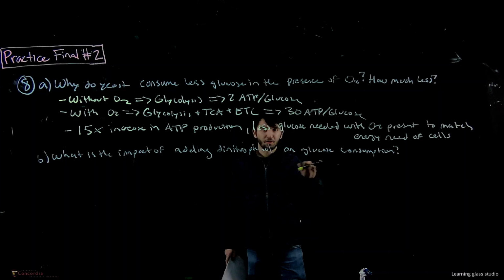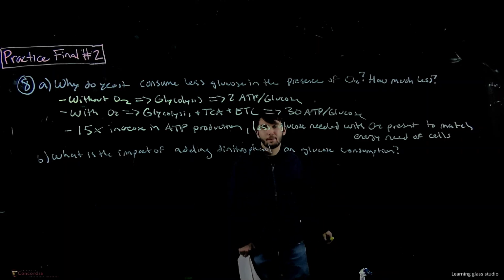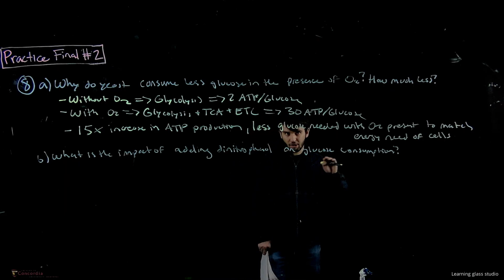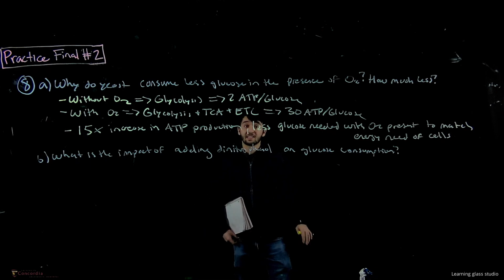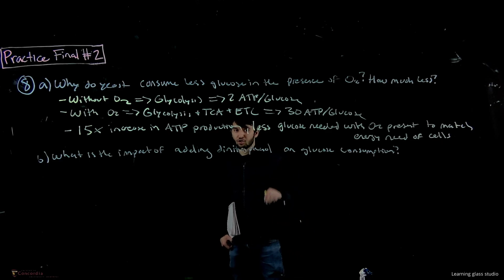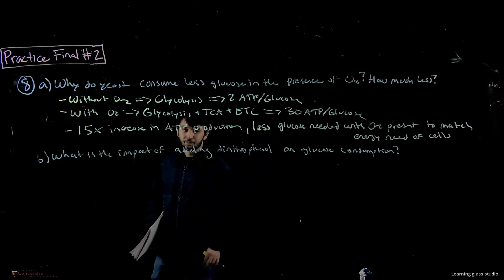If you think about the cell as needing a fixed amount of ATP to function, if you're producing a lot more ATP per glucose, you don't need as much glucose to hit that goal of how much ATP you need. But if you're only making 2 ATP per glucose, it takes a lot more glucose to generate enough ATP for the cell to function. So that 15 times increase in ATP production per glucose means that with O2, cells need a lot less glucose to match the ATP need of the cell.